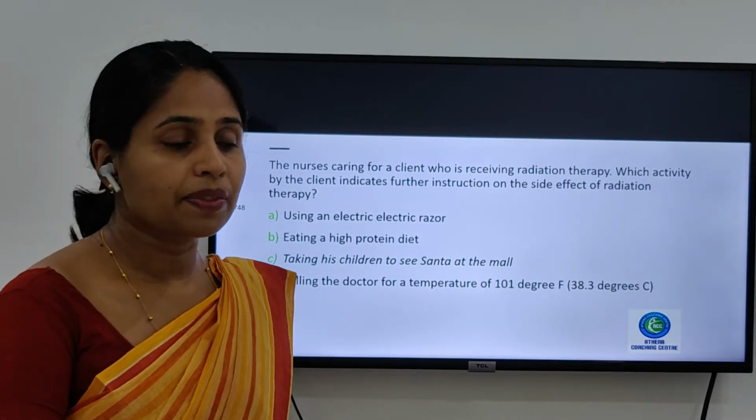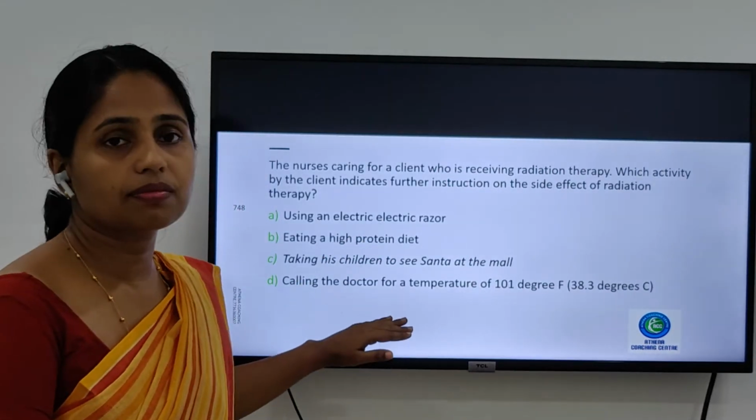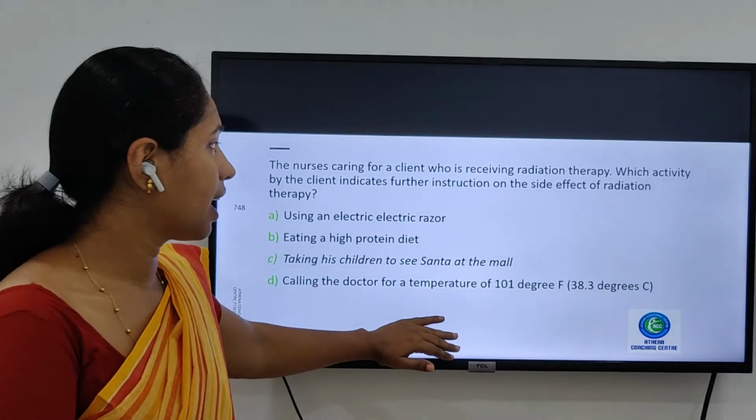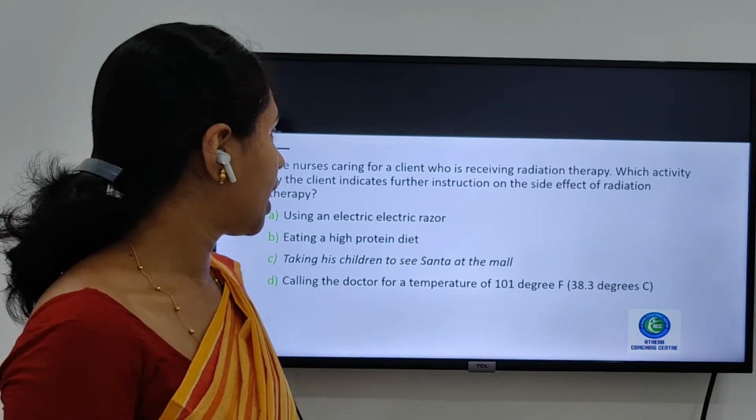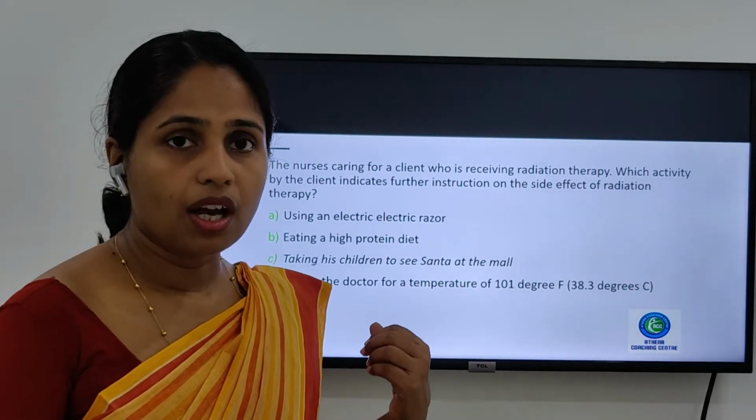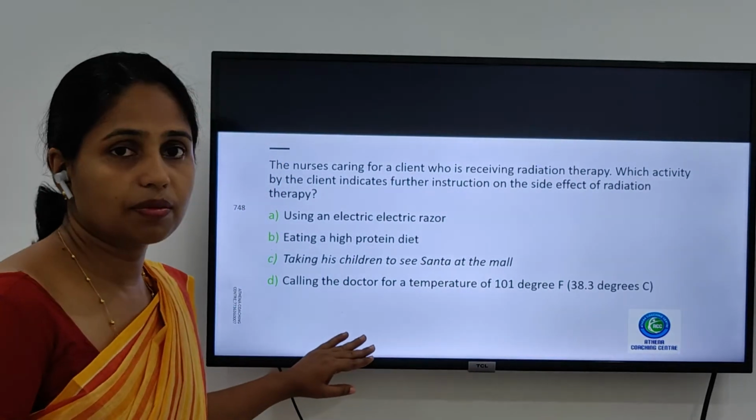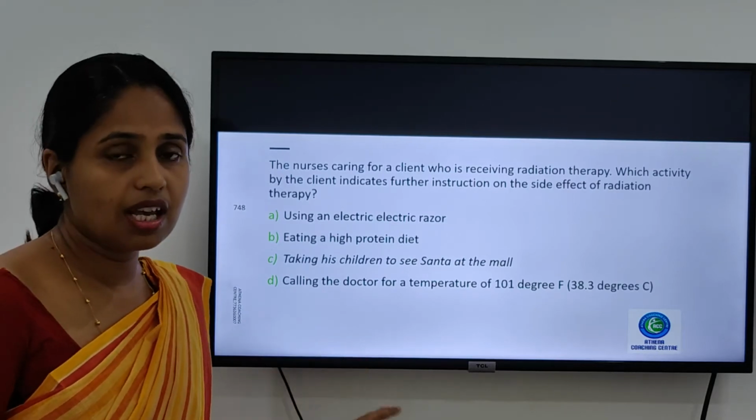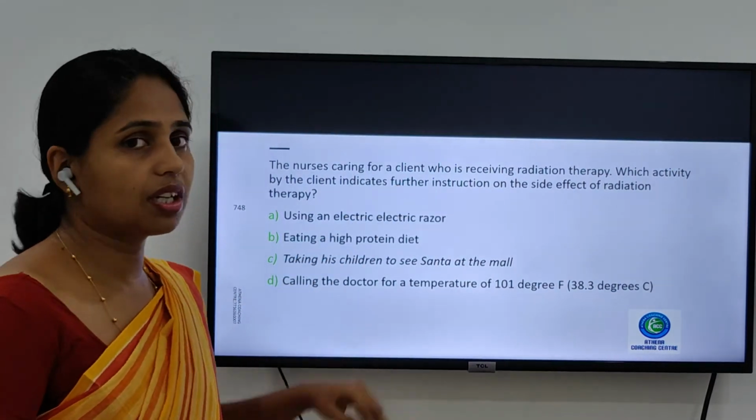That means the patient did or stated something, and which of the following is indicating that further instruction is required. So that means the patient or client did something wrong, or performed a wrong thing from these four. So go through each and every option. Which one is indicating a wrong that requires further instructions?